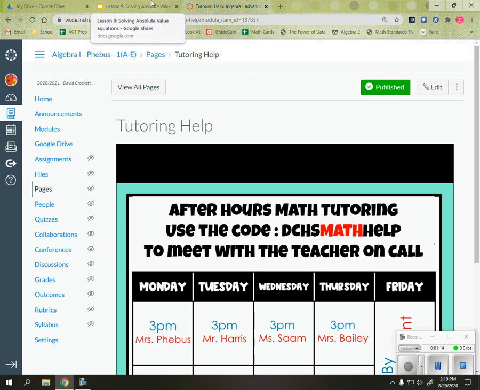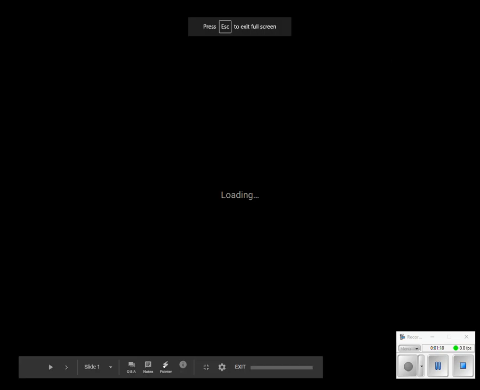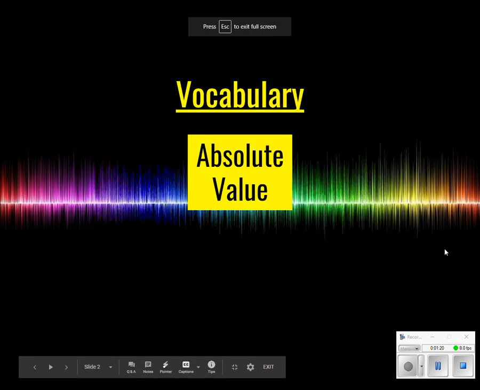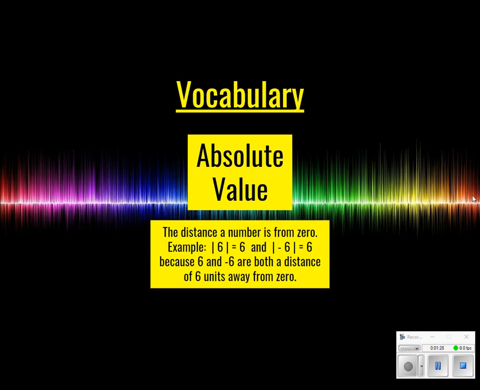Alright, we're going to go back to our presentation, and we're talking about absolute value equations, and so definitely we need to know what an absolute value is. So you should have been introduced to it in middle school. An absolute value is the distance that a number is from 0. So if I take the absolute value, which are these little bars here on either side of that 6, and I ask myself, well, how far is 6 away from 0? The answer is 6 units.